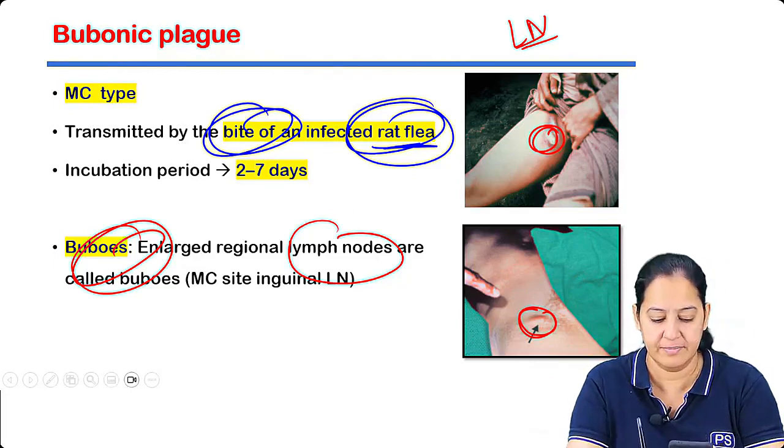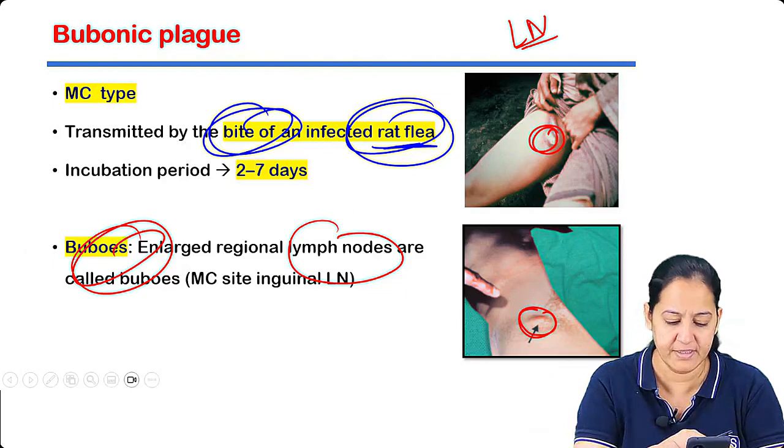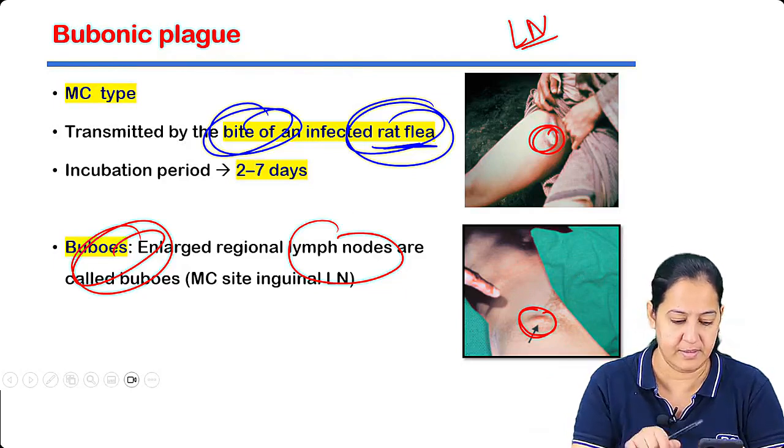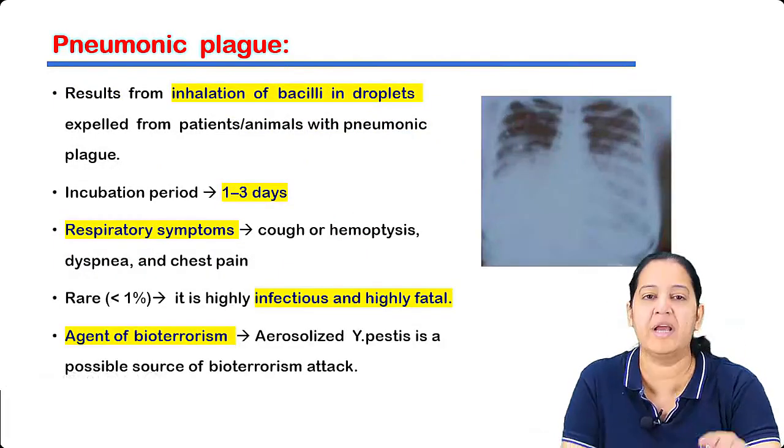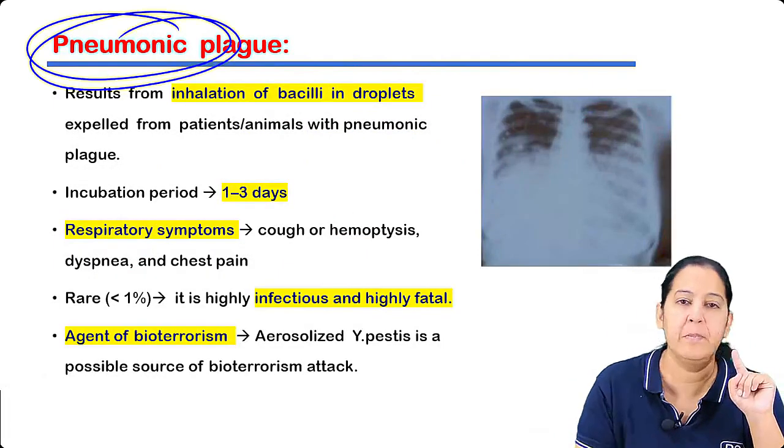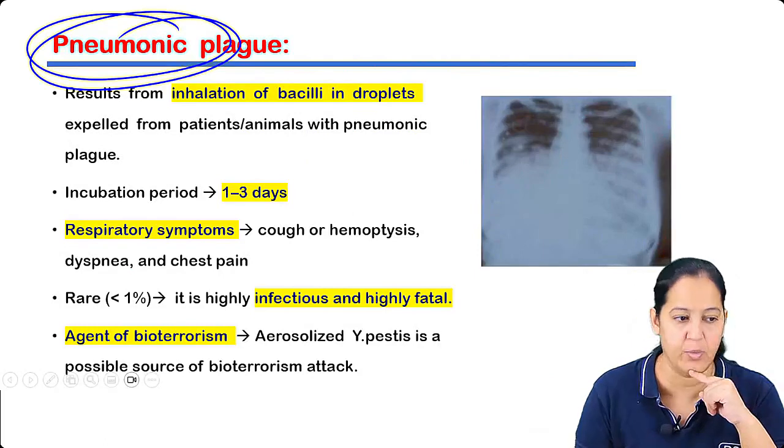Everyone got it? Can we proceed? Okay, the second is the pneumonic plague. The second plague is the pneumonic plague. What is pneumonic plague? Let me tell you what pneumonic plague is.